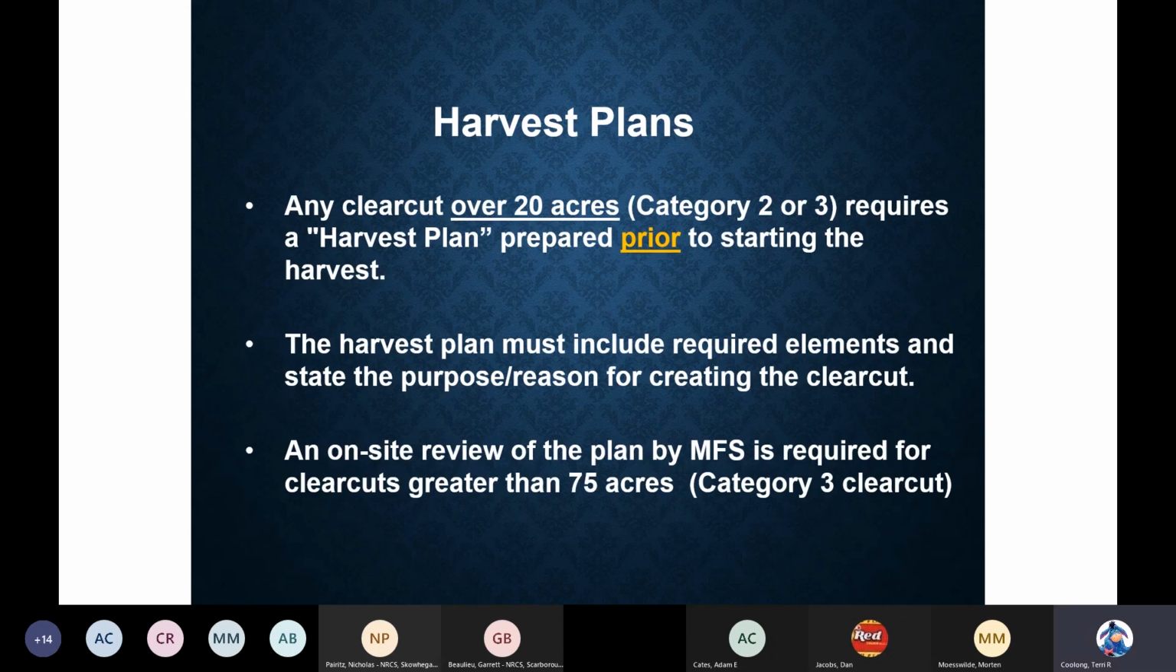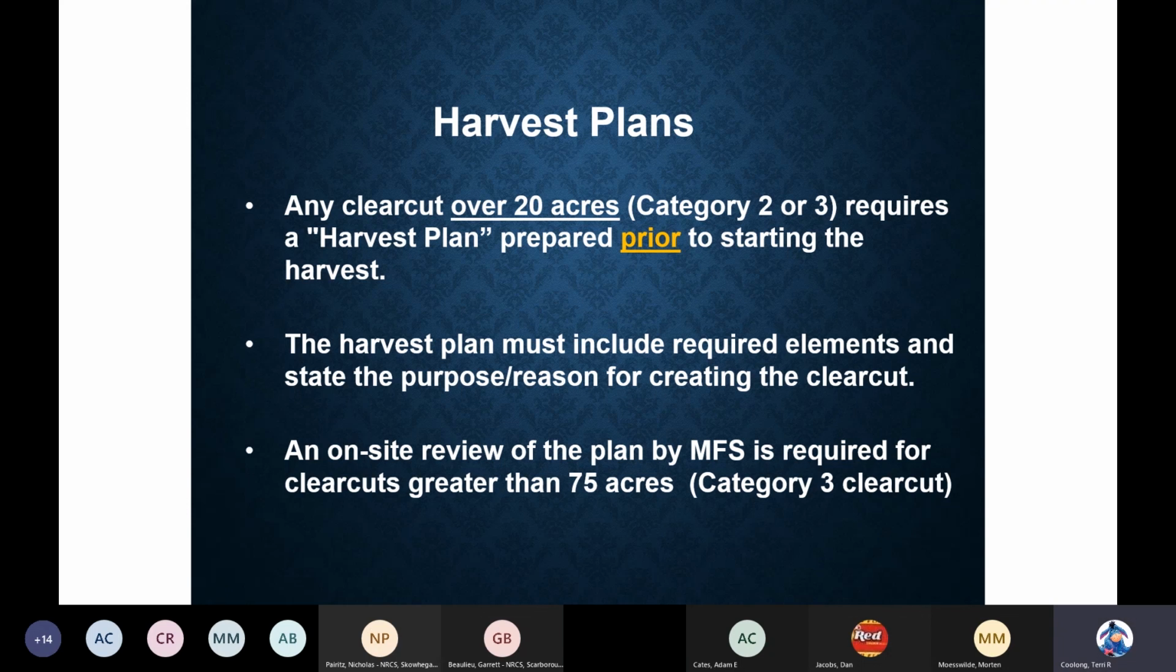So there are some requirements that go along with creating clear cuts as well. Any harvest over 20 acres, which bumps it up into that category 2 or 3. Category 1 is less than 20 acres. Category 2 is between 20 and 75 acres, and category 3 is between 75 and 250 acres. And you are not allowed to do anything larger than 250 acres.